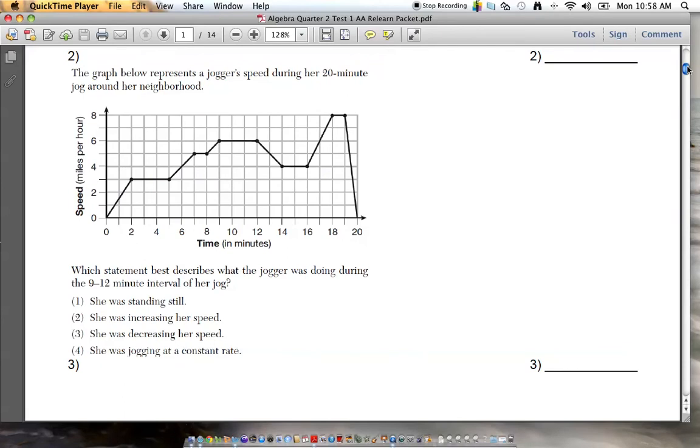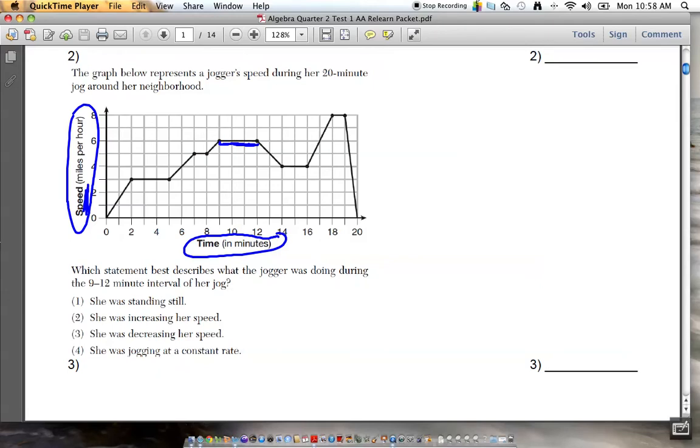Next, the graph below represents a jogger's speed during her 20-minute jog around the neighborhood. Notice a couple of things. When I would do a question like this or answer a question, I'd want to just take a quick peek and make sure I looked at what the axes say. It's time across the bottom, and this is very important here, it's speed going up and down. So which statement describes minutes 9 through 12? Well, here is 9 through 12.